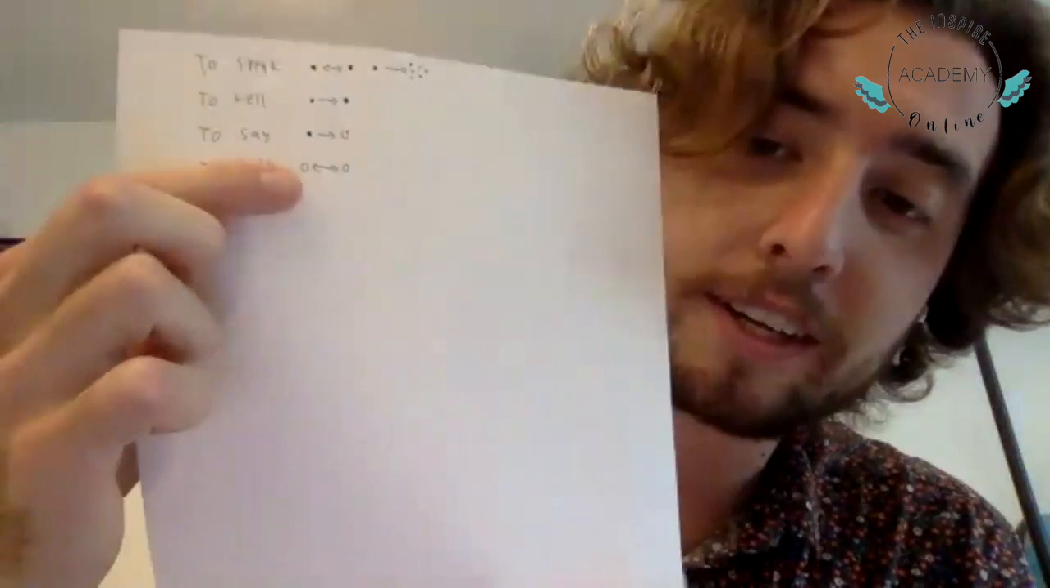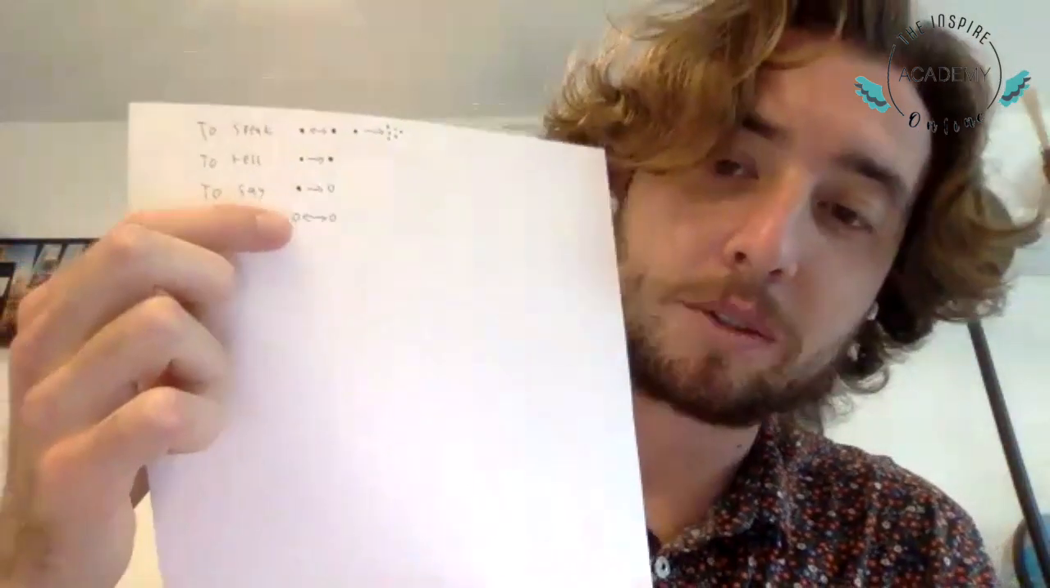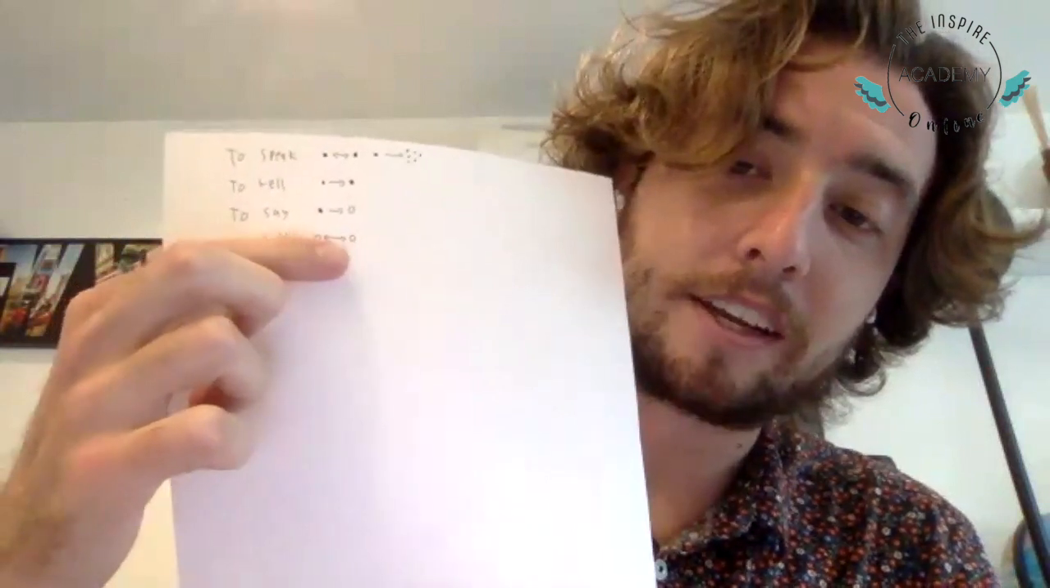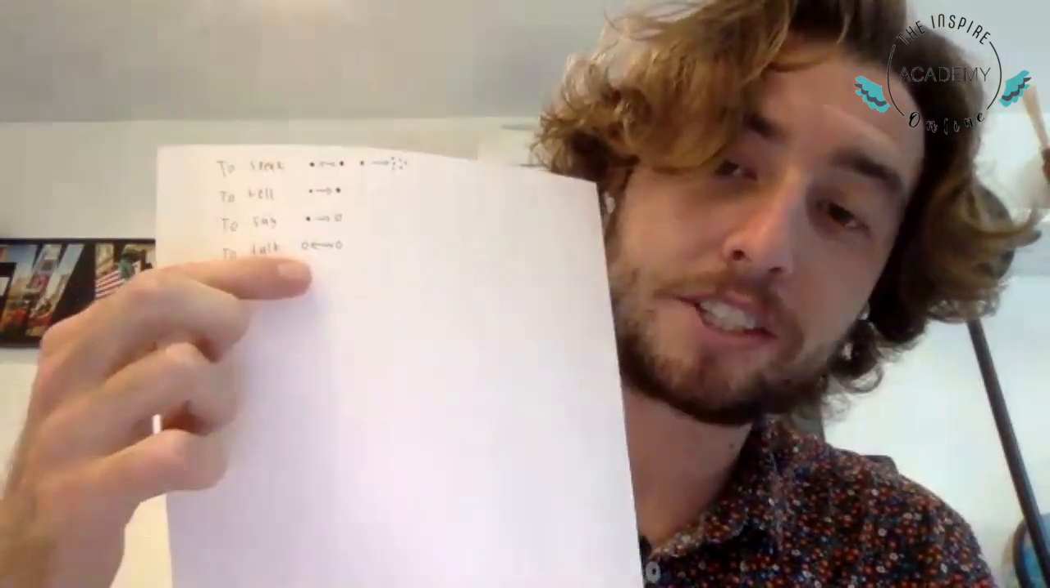Okay, now the last one is to talk, like that. So two open circles, and it signifies a conversation, an exchange in between the two of them. So it's like speak, two people can speak with each other, but talk, two people talk with each other, or many people talk amongst each other.